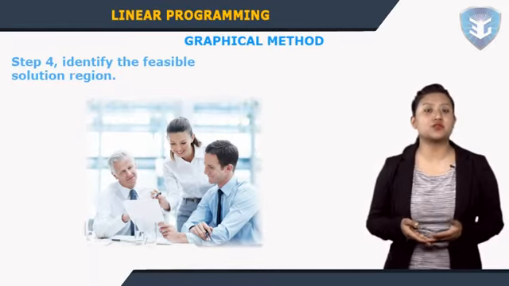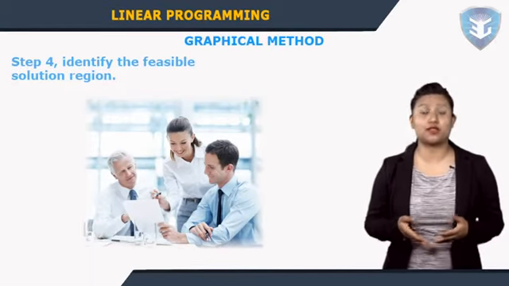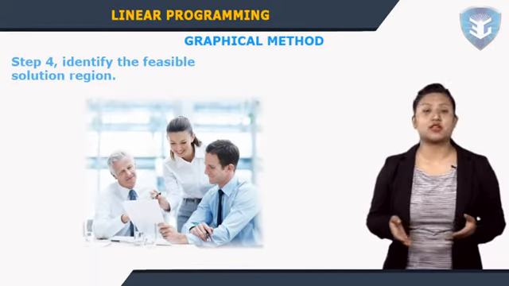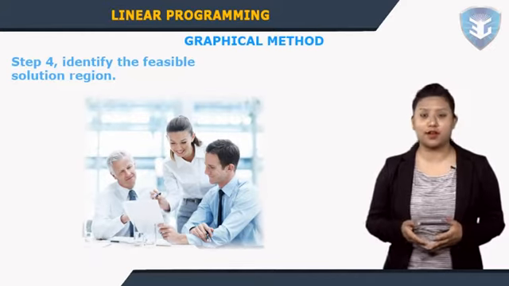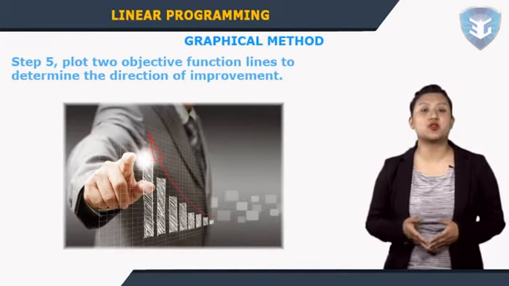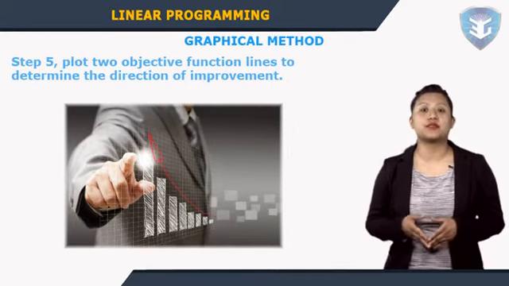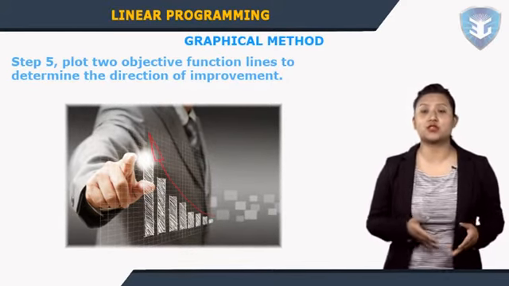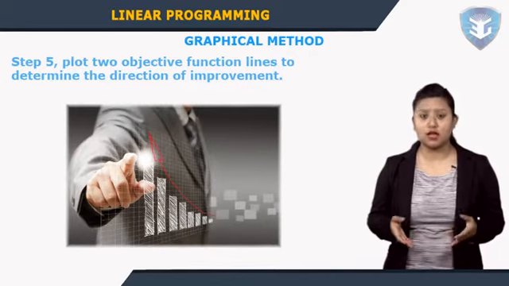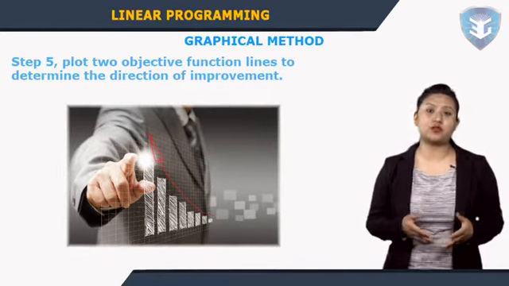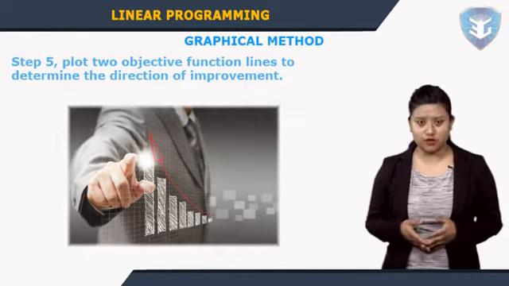Step 4 is to identify the feasible solution region. The feasible solution region represents the area on the graph that is valid for all constraints. Choosing any point in this area will result in a valid solution. Step 5 is to plot two objective function lines to determine the direction of improvement. Improvement is in the direction of greater value when the objective is to maximize the objective function and is in the direction of lesser value when the objective is to minimize the objective function.